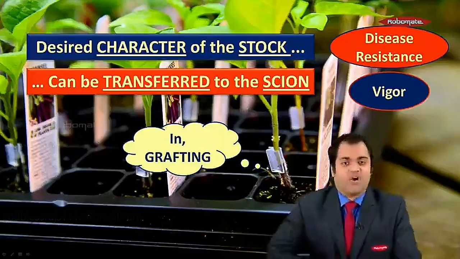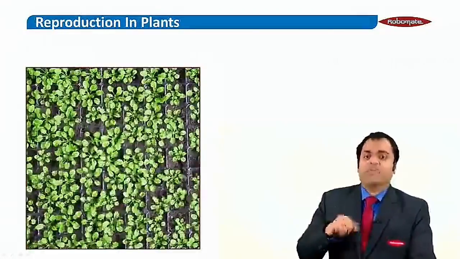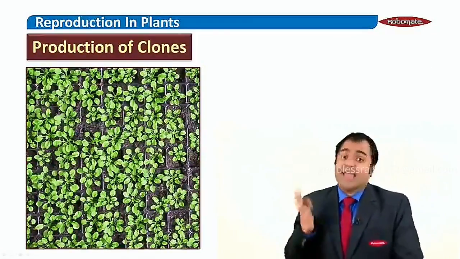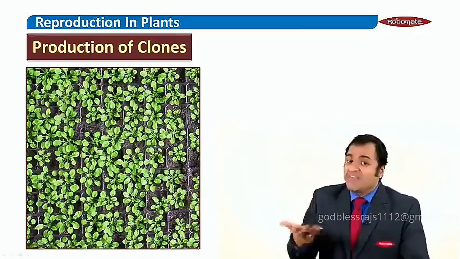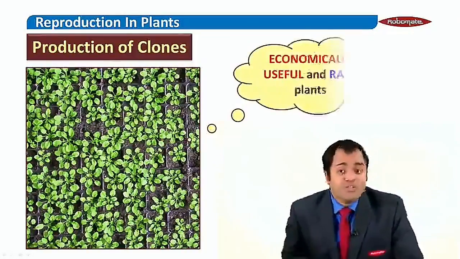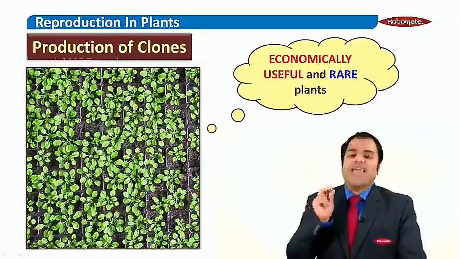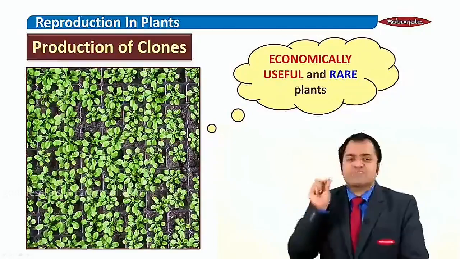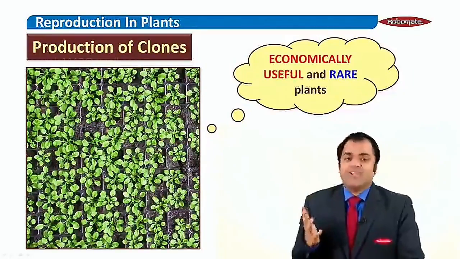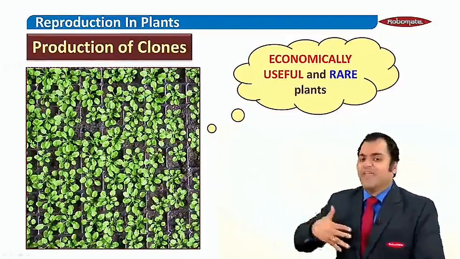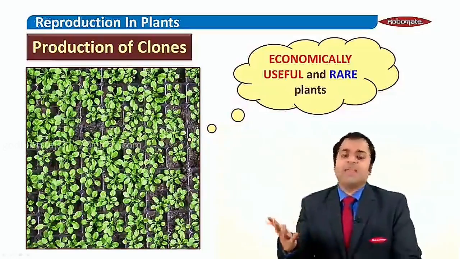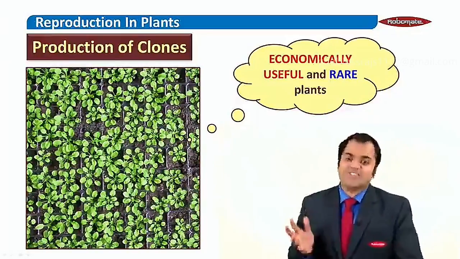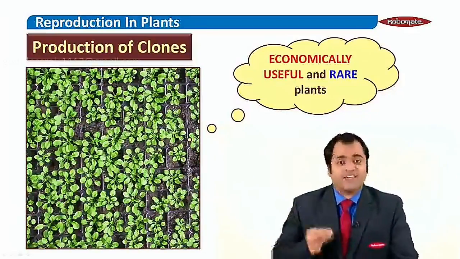Also remember, with the technique called micropropagation, what I have done is I've produced clones. And I can produce clones of not only any regular plant, but I can also produce clones of economically useful as well as rare plants. Because remember, all I need for micropropagation is a small piece of an eggplant that I can use to produce several clones, and then from these clones I can produce very many plants. Is that okay? So these are all the advantages or significance of vegetative propagation.